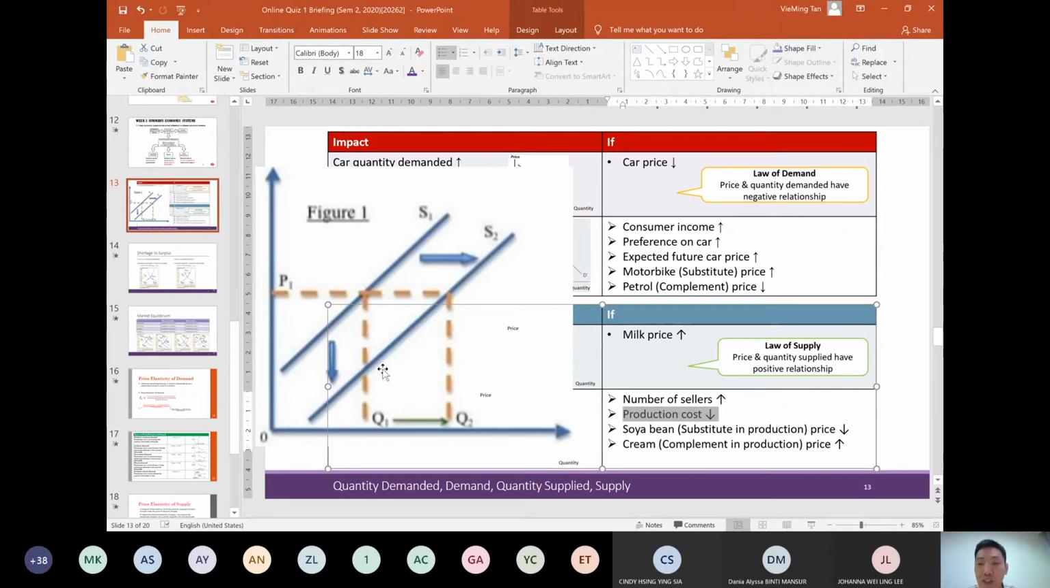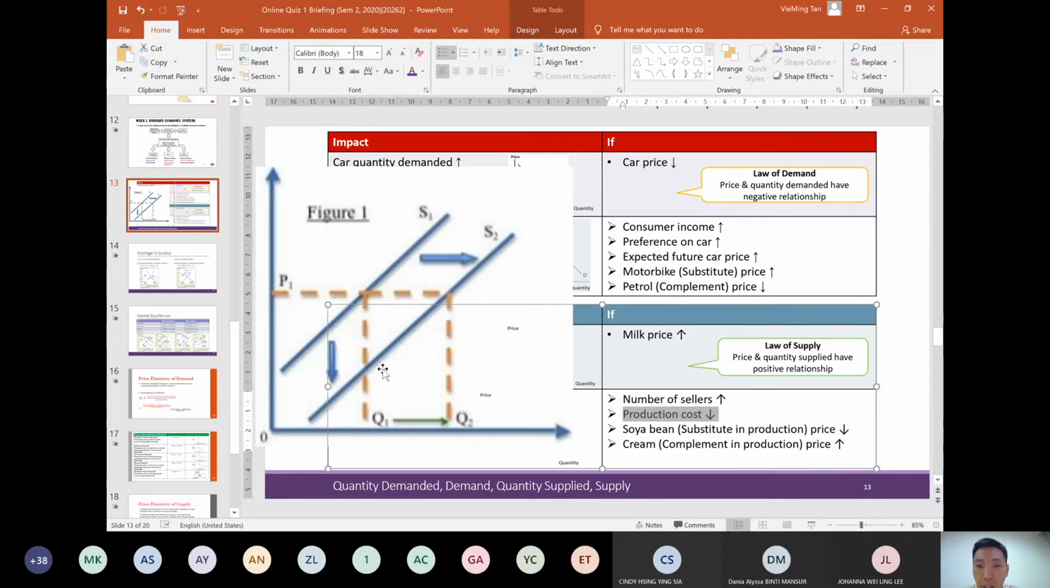Why? Because if the soybean price is reducing, that means the producer of soybean will have lesser profit. If that is the case, some of the soybean producers will try to switch their production to produce other products. They will reduce the production for soybean, and their resources will be used to produce other alternative products such as milk, for instance.